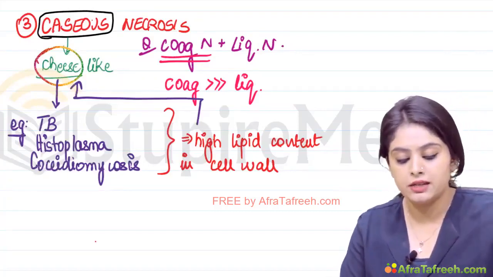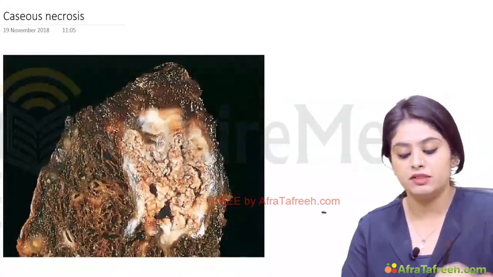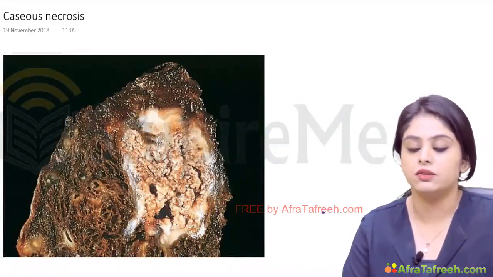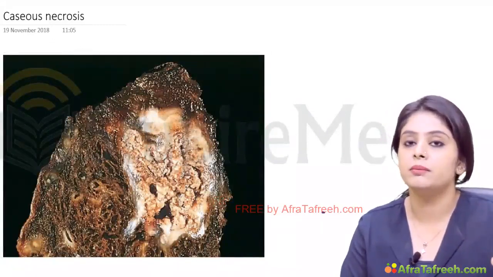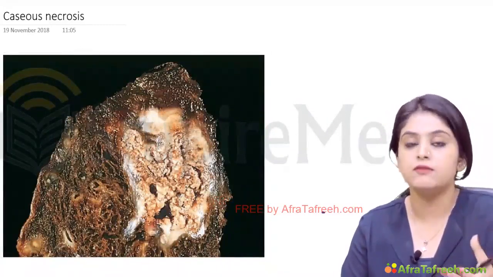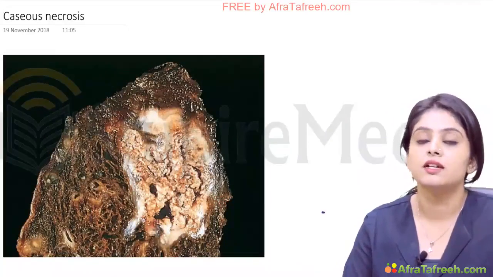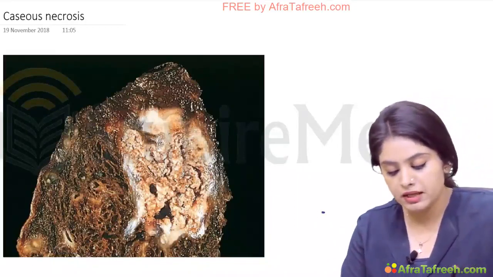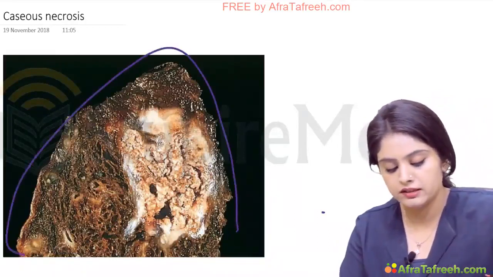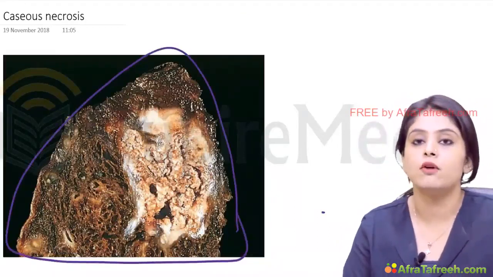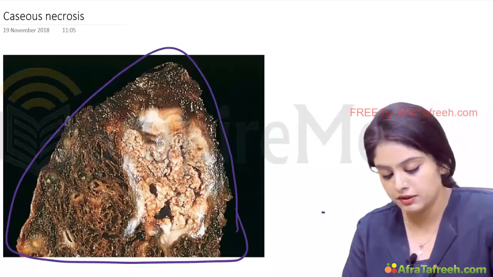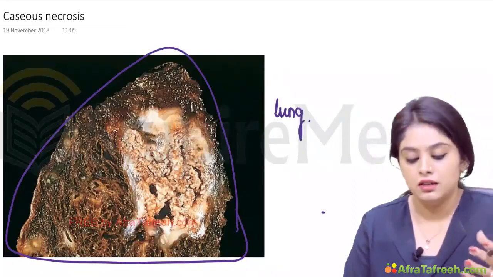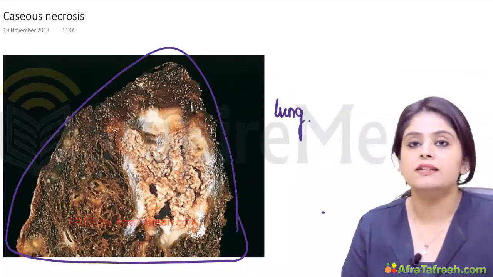Now the trend, as all of us know, is of image-based questions. So this is the image that you need to know for caseous necrosis. And I told you one basic rule and one mantra for solving all such questions: identify the organ, the parent organ. Now what is the parent organ? If I draw it out like this, this appears to be the shape of a lung. However, that can't be the only defining feature.